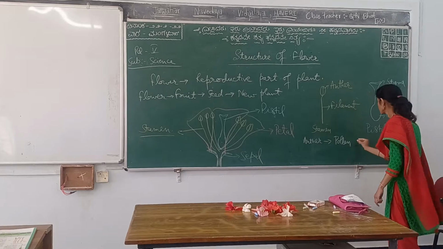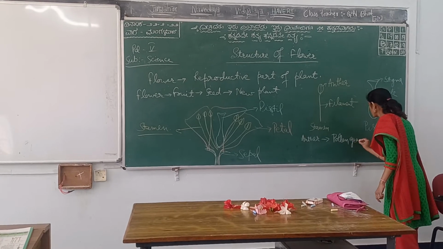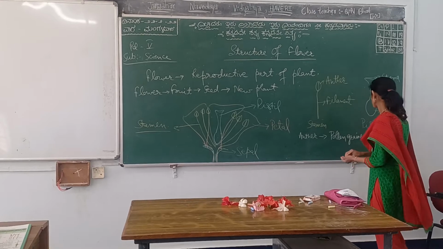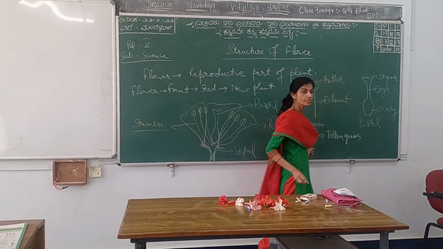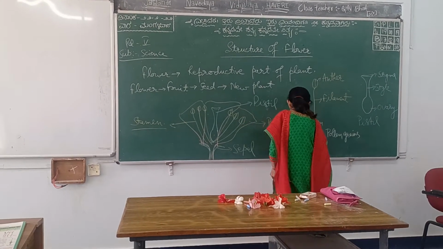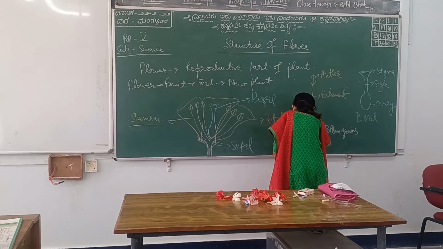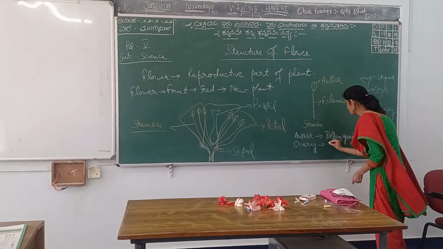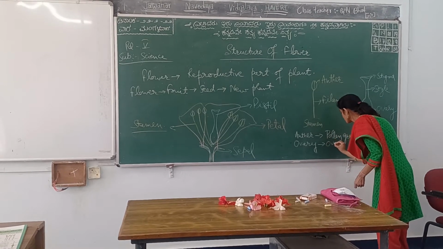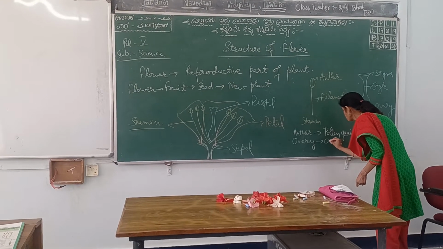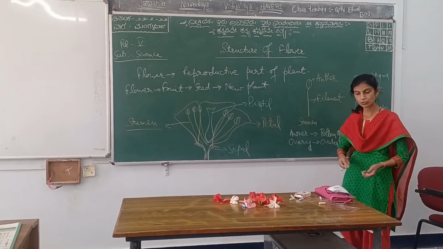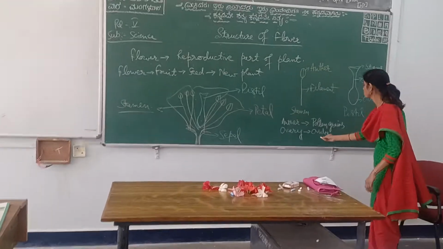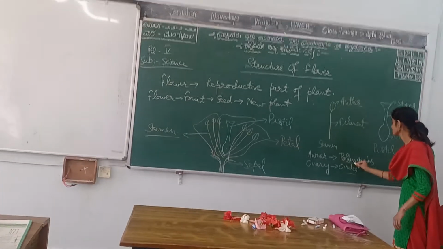Okay, pollen grains. It is pollen grains in the anther. And in the ovary, female gametes called ovules are present.